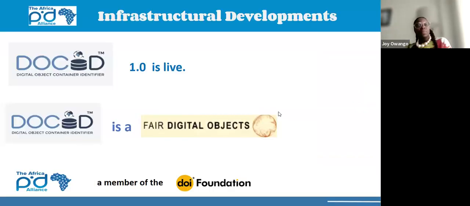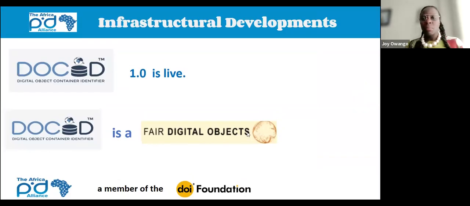Now, our infrastructure development is that we are live. DOCiD has also been recognized as a FAIR digital object, and the Africa PID Alliance, where we sit, is now a member of the DOI Foundation. As I said, we are not competing with the existing ecosystem of persistent identifiers. We are just complementing them. They are linear in nature, meaning the persistent identifier can only be assigned to an object. We can assign to multiple objects as long as they report to one particular resource type. So you need a resource type, and then you have the multiple objects that report to it.